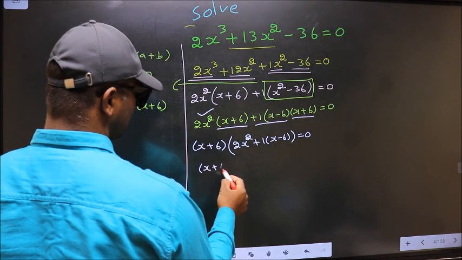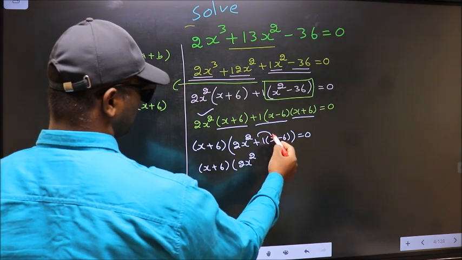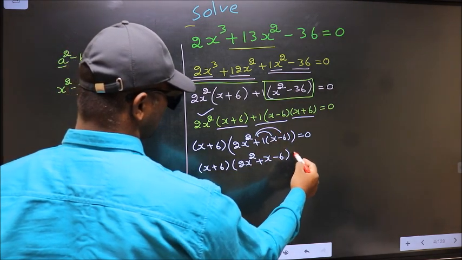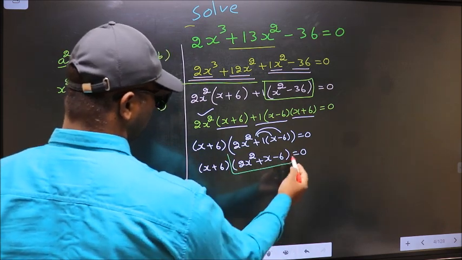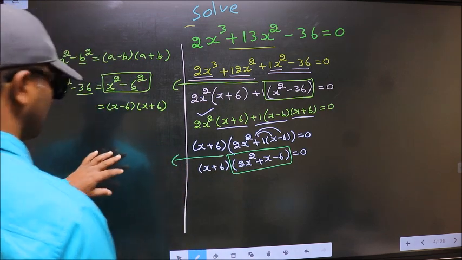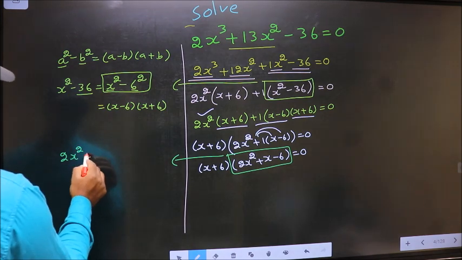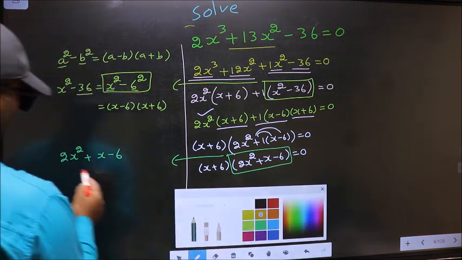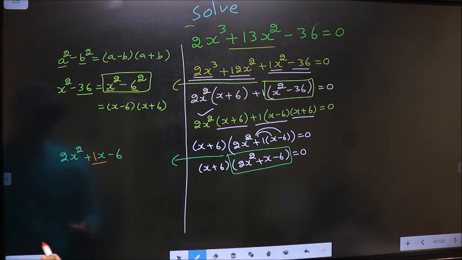Now x plus 6, 2x square, now you open up the brackets, you get plus x minus 6 equal to 0. Now we got quadratic here. I will factorize the quadratic here, that is 2x square plus x minus 6. To factorize this, we should split the middle term plus 1x.